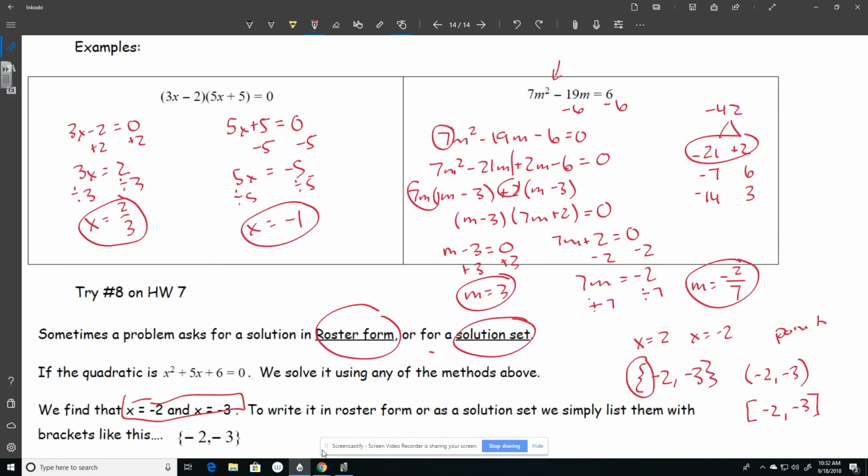Okay? So I think the last two problems ask for a solution set, which just means write it with the fancy brackets. So good luck.